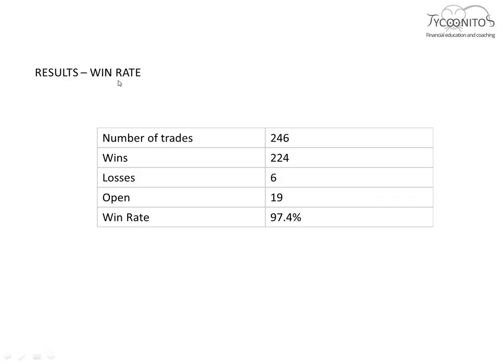So the results. The win rate. Number of trades, 246. Now, obviously, we're talking about a 365-day period, but not every single day is a trading day. Weekends are off, and there are some public holidays. And I believe that I did miss one or two. I got a very, very small number of days where I just simply wasn't able to make a trade.